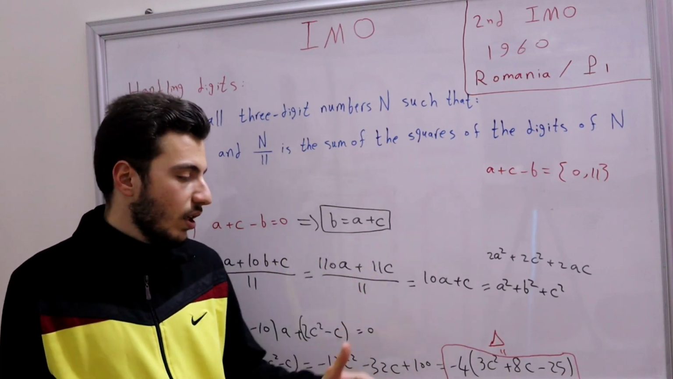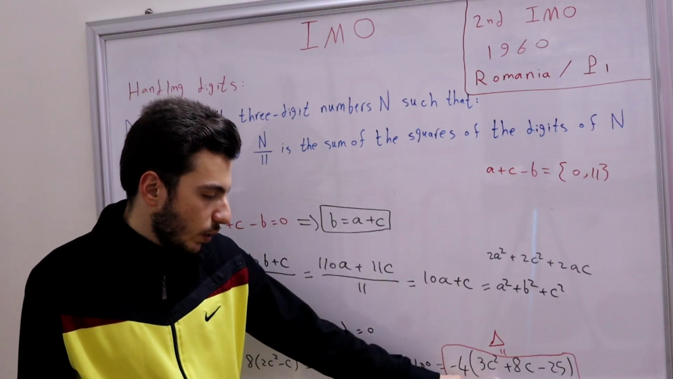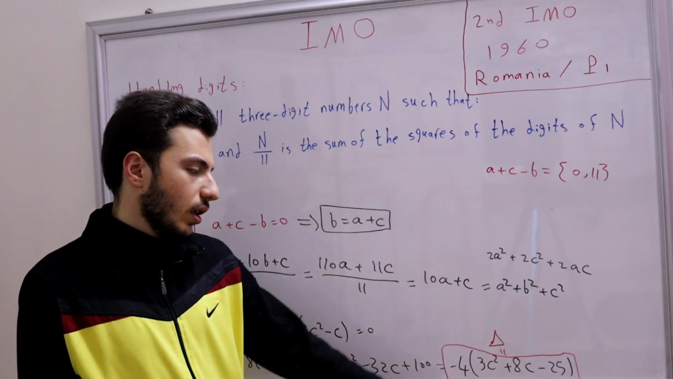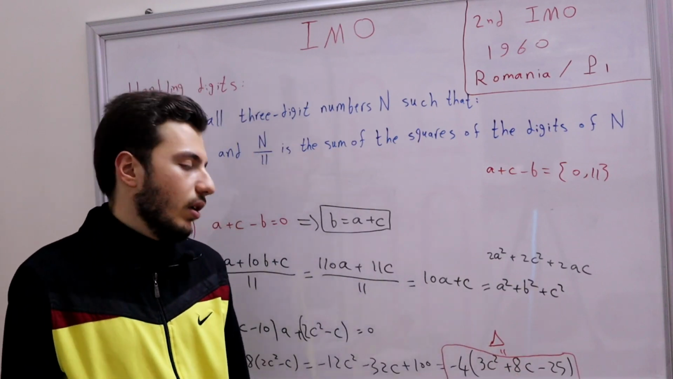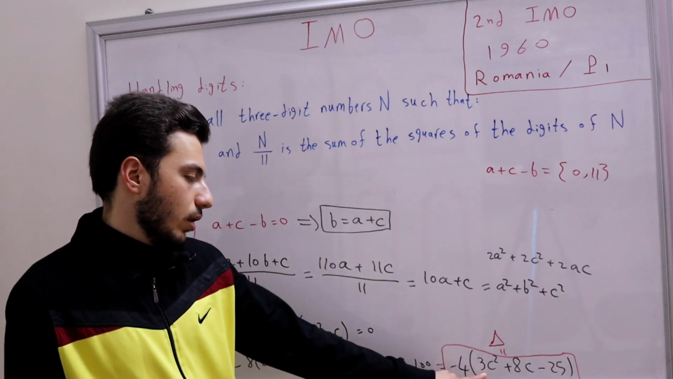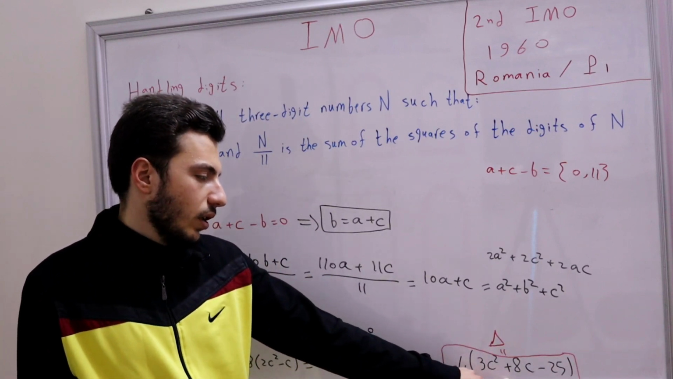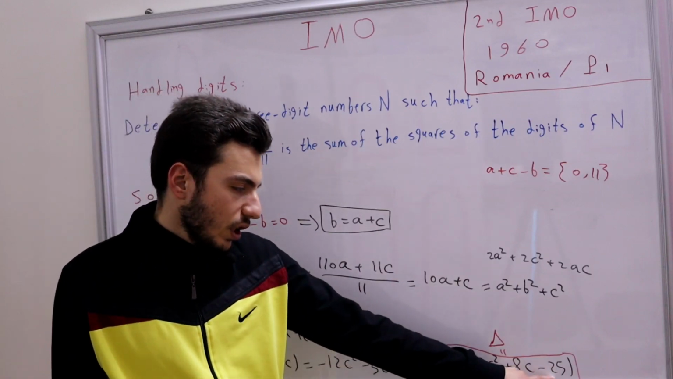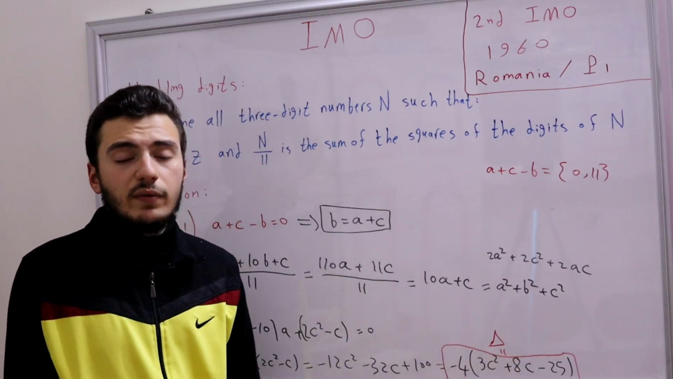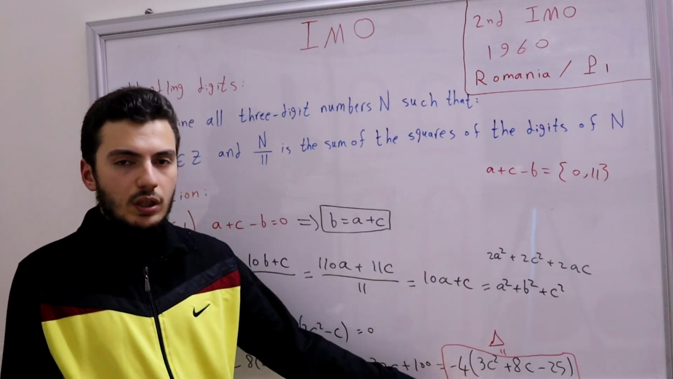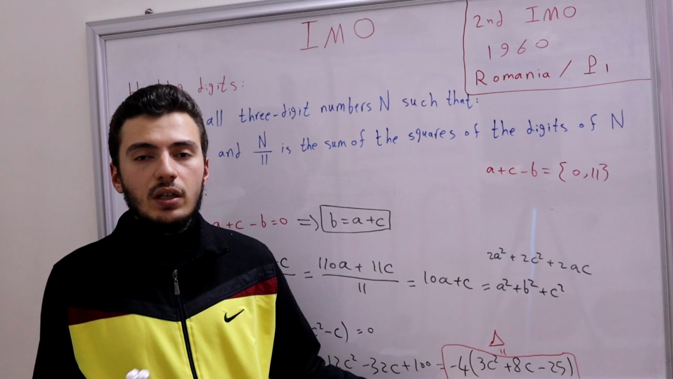We need to discuss that. But what about when c is 1? So when c is 1, we have 3 plus 8, 11. 11 minus 25 is minus 14. But minus 14 times minus 4 is not a perfect square, right? So we need to exclude that. So c equals 1 doesn't work.